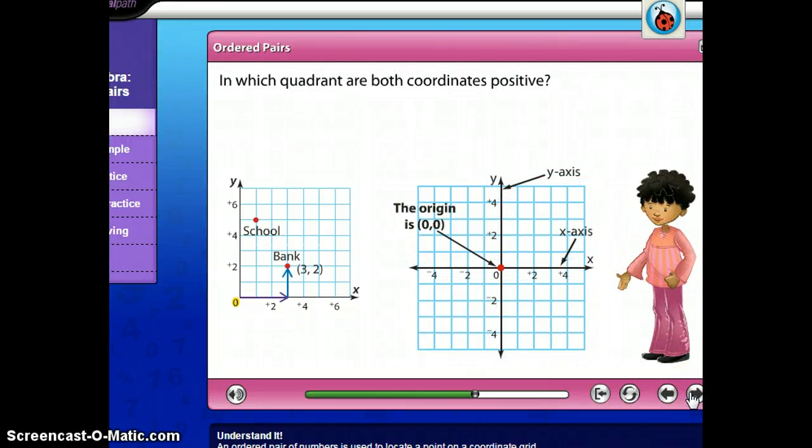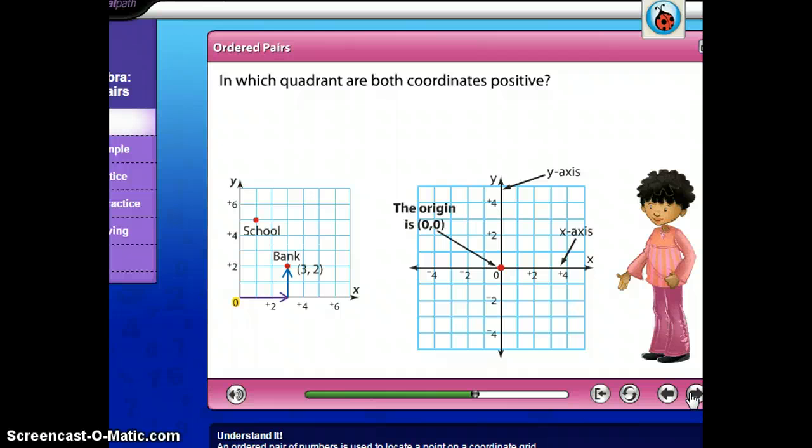In which quadrant are both coordinates positive? There is only one, right here, where both are positive. You have positive x, positive y. So if you have any points in here, both numbers in your ordered pair are going to be positive. But if there's something over here, your x is going to be negative, and your y is going to be positive.